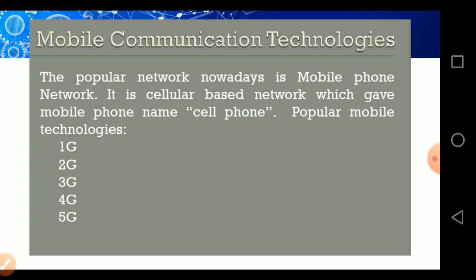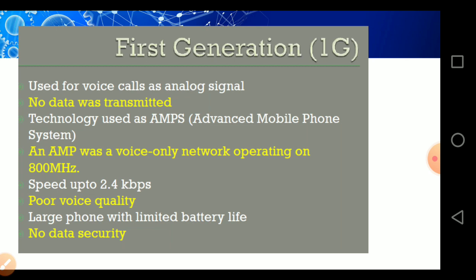The popular mobile technologies available were 1G, 2G, 3G, 4G, and 5G. This G represents the generation. So first generation, second generation, third generation, fourth generation, and fifth generation cellular based networks. So what is meant by first generation?